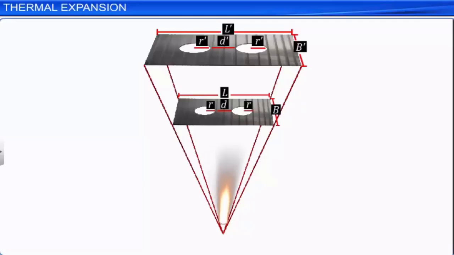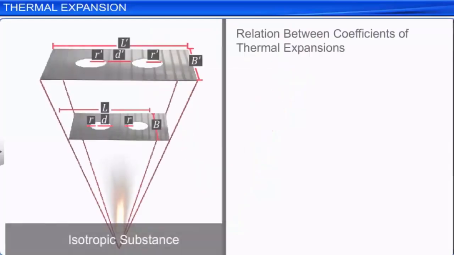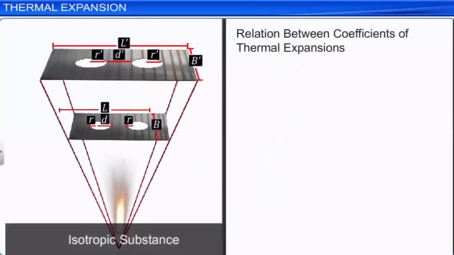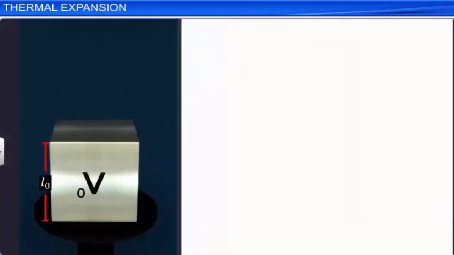Substances that expand at the same rate in all directions are called isotropic substances. For a perfect isotropic material, the coefficients of thermal expansion are related as alpha V equals 3 alpha L and alpha A equals 2 alpha L. Let's prove the identity by considering a cube of length L naught.